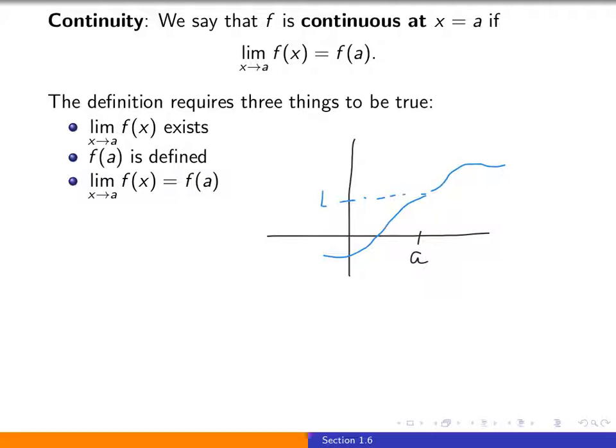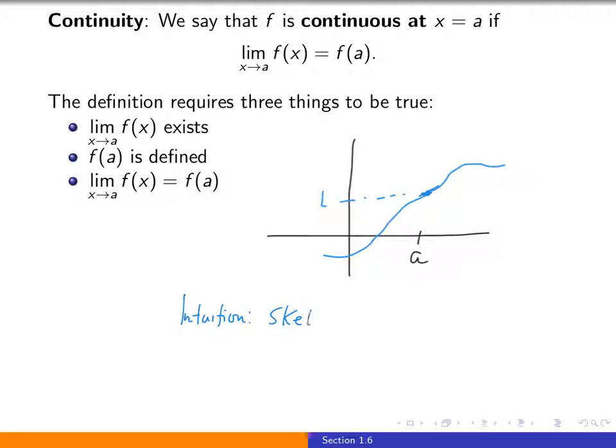Now note, when you're taking the limit, you're not necessarily concerned with what happens at a, just what happens at inputs close to a. The next part tells you that the function value at a is defined and it is equal to the limit. That is, this gap we had in our graph is now filled in. So from an intuitive perspective, what continuity really means is that we can sketch our curve without lifting our pencil. That's not a technical definition, it's just the intuition.